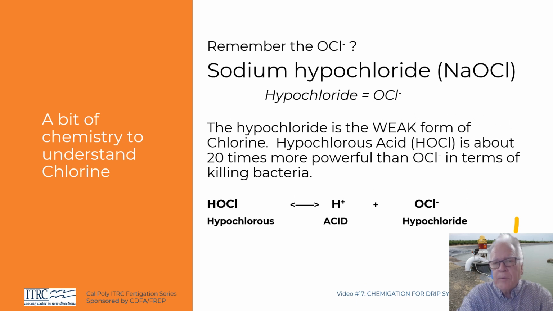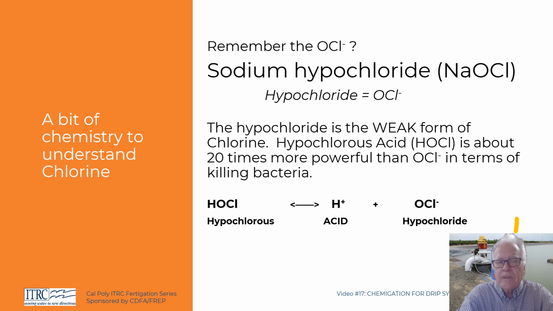Now, if you remember from the previous slide, bleach is sodium hypochlorite, NaOCl. And there were some problems, such as it degrades over time, but also it's a weak form of chlorine in terms of bacterial killing properties. You can convert that, like many things are pH dependent. You can convert it to hypochlorous acid.